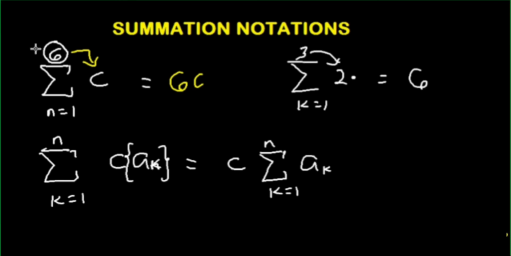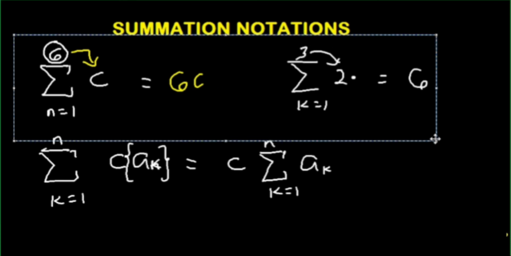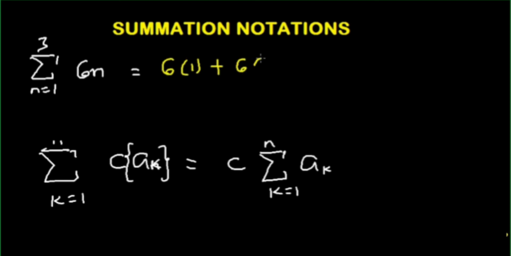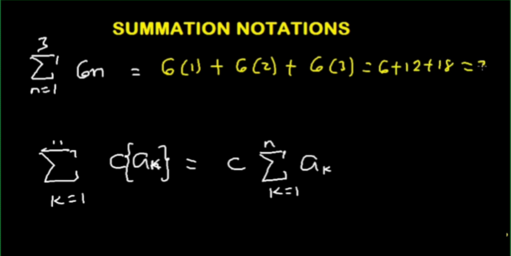Let me clear up this part. Let's assume I have something like this, starting from 1 and ending at 3, and we are given 6n. Instead of writing it from the beginning, what we did, this will have been 6 times 1, plus 6 times 2 from what we did in the introduction, right? Then this is 6 plus 12 plus 18, which is 36. This is brilliant, but you can also use the property.